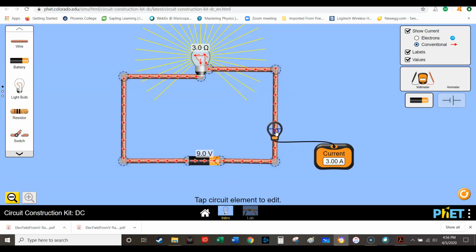3 amps is going up. 3 amps is going across the top wire. 3 amps is flowing through the resistor. 3 amps is flowing across the wire. 3 amps is moving down, and 3 amps is moving across. There's 3 amps across everything.